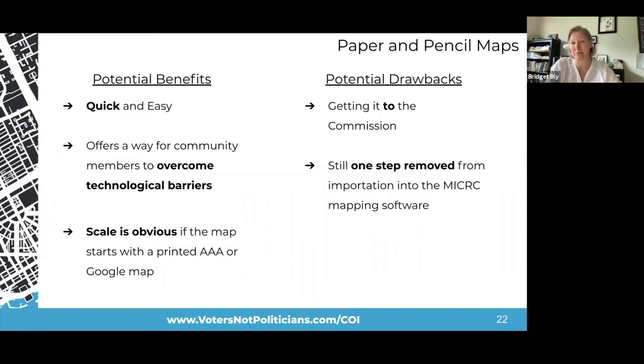There are potential drawbacks to using paper and pencil maps. One is getting it to the commission, right? If it's a piece of paper, then you have to mail it or bring it to a public town hall. Of course, you could scan it or take a picture of it and upload it to the portal, but it's still an image file. It won't be something that's geocoded. And there's one step between the commission looking at your map and being able to import it into their software program. We don't know exactly how that'll happen, but the paper maps are one step removed from that end process.